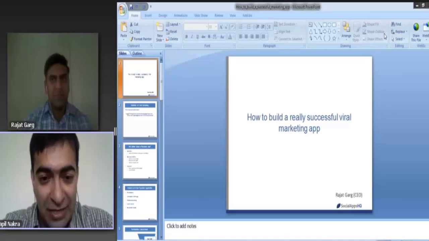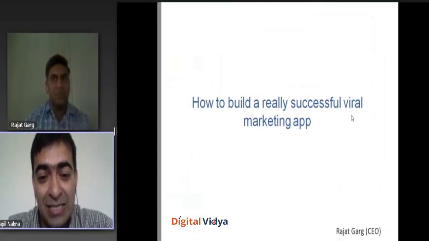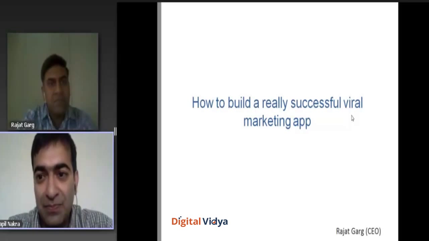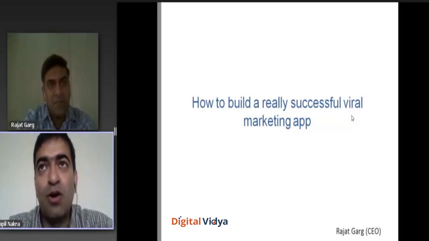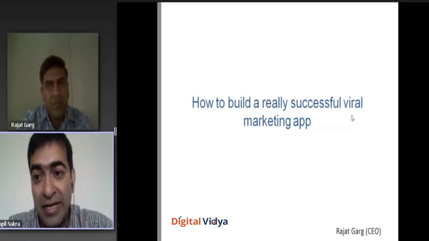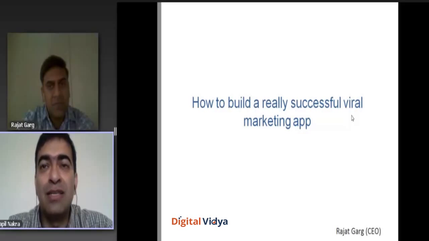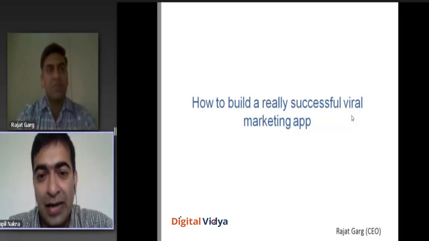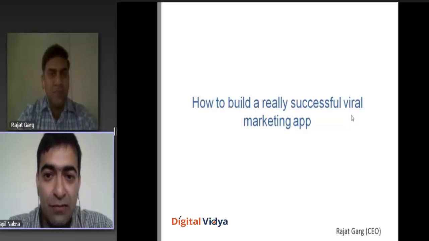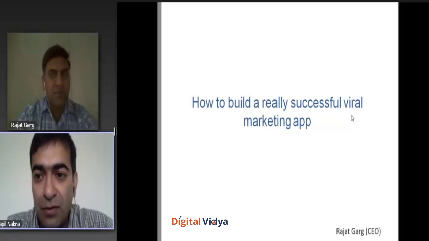So today we have a very, very interesting session. The topic of today's session is how to build a really successful viral marketing app. One of the major advantages offered by social media compared to other media platforms is viral reach. And if you're thinking of acquiring viral reach, you can't think of ignoring applications. One of the primary reasons why people create applications is to acquire the viral reach that is available on social media platforms.